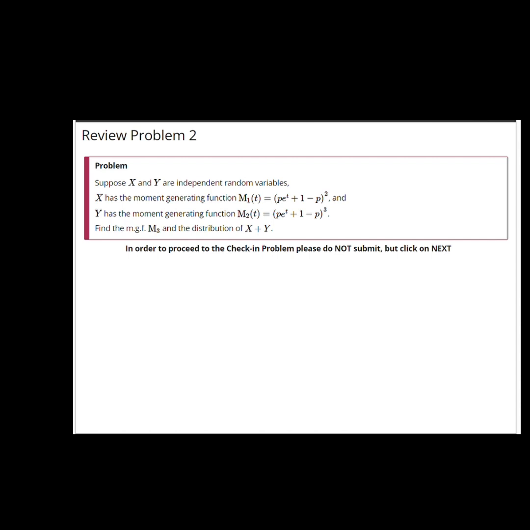In general, finding the distribution of the sum of two random variables is quite hard, but finding the moment generating function of that sum is quite easy. So moment generating functions convert a difficult problem to an easy one.